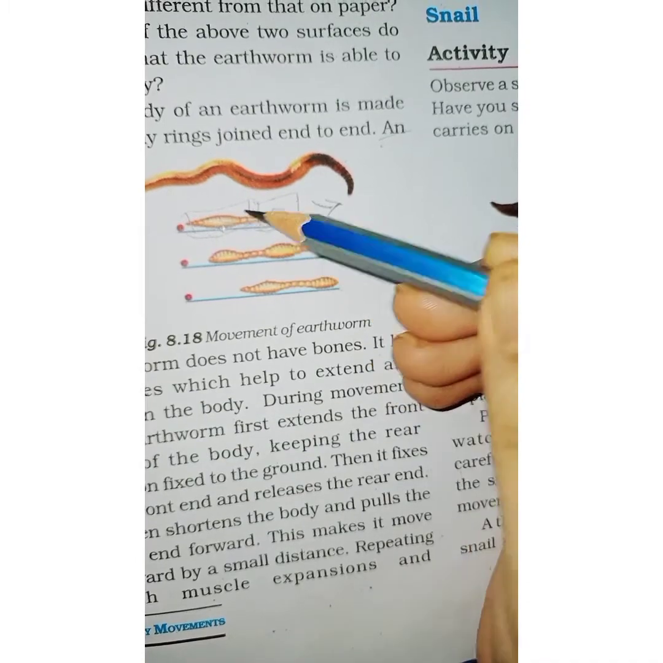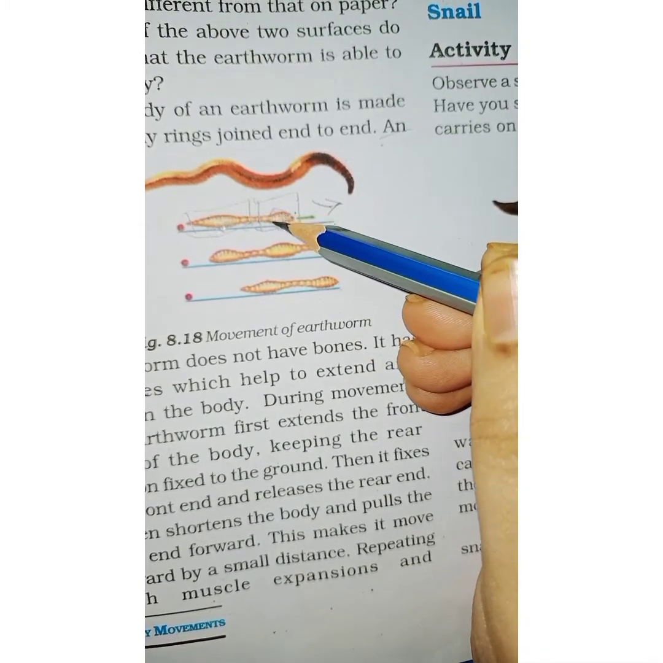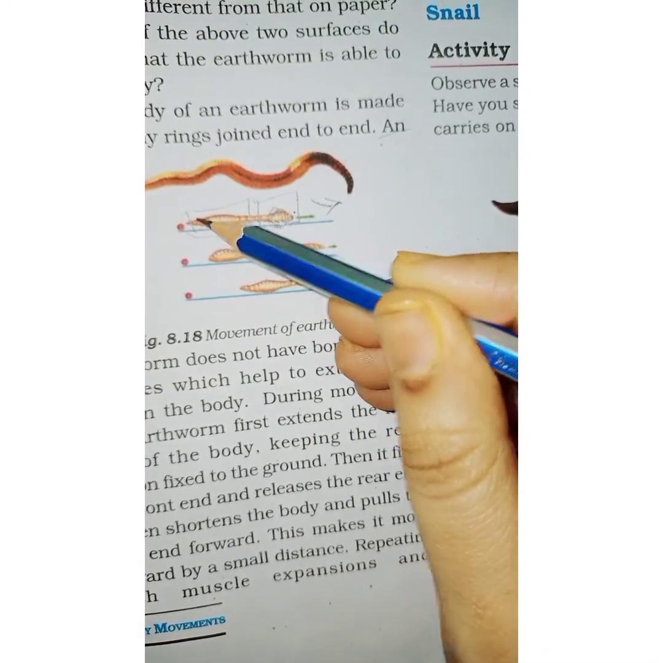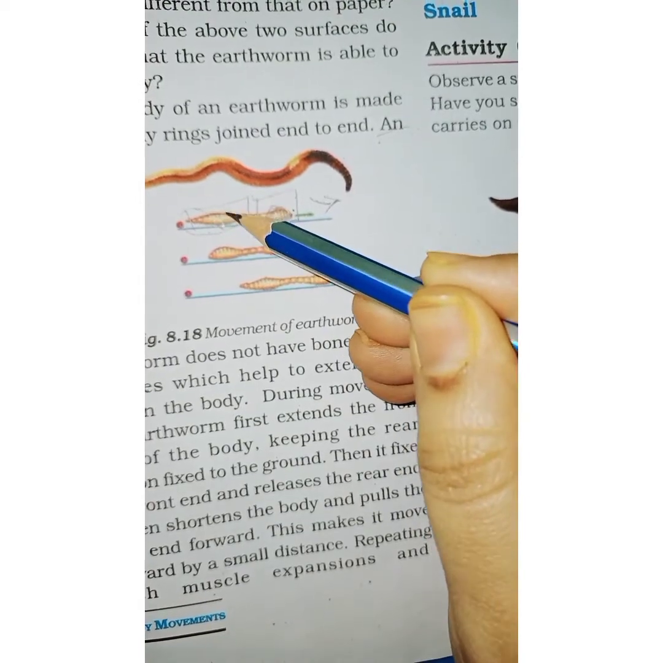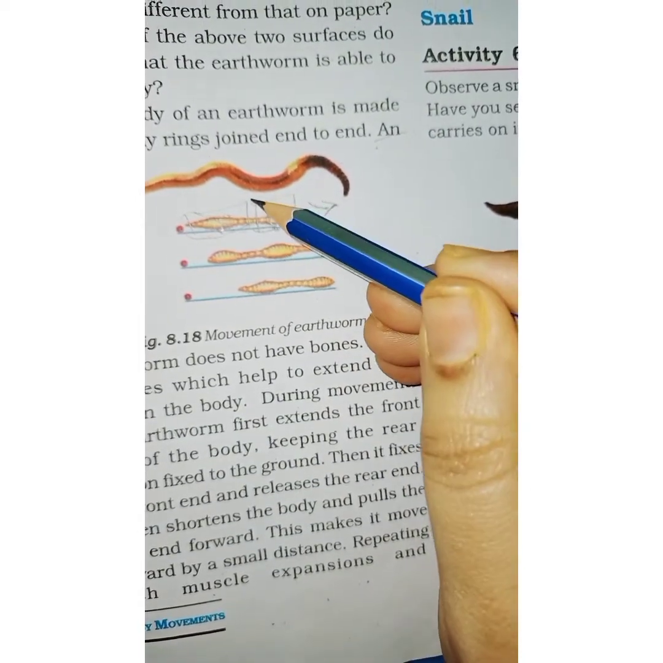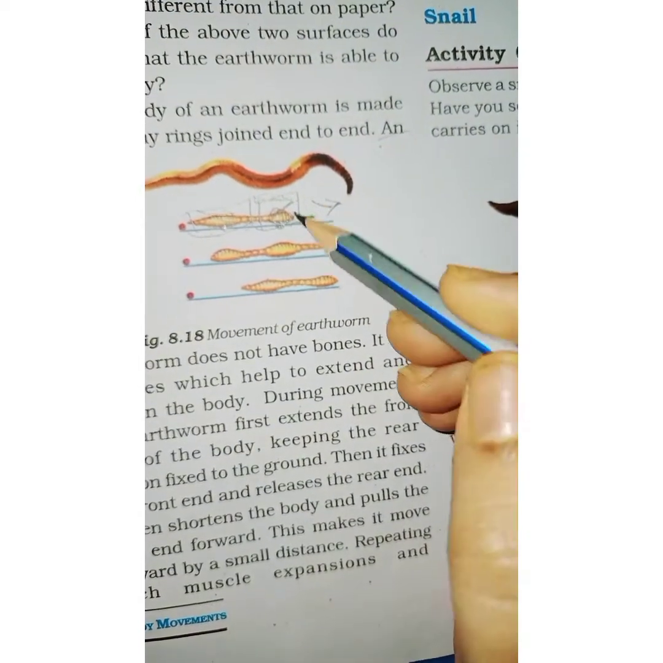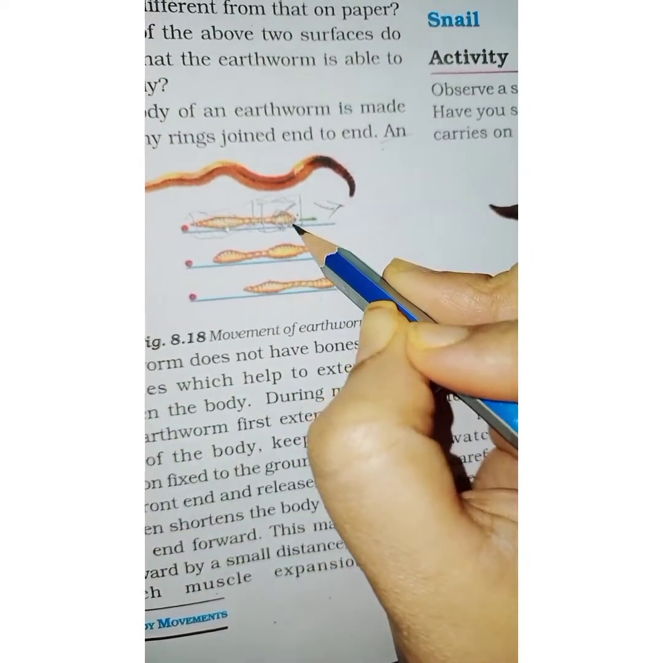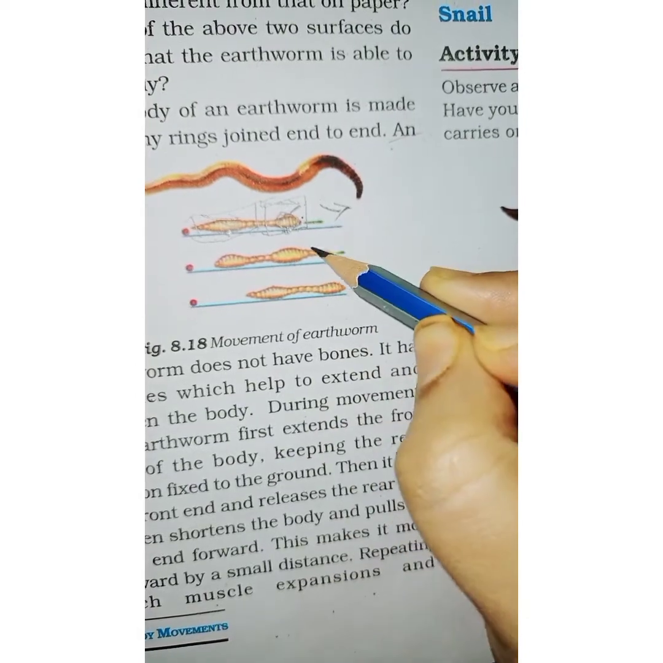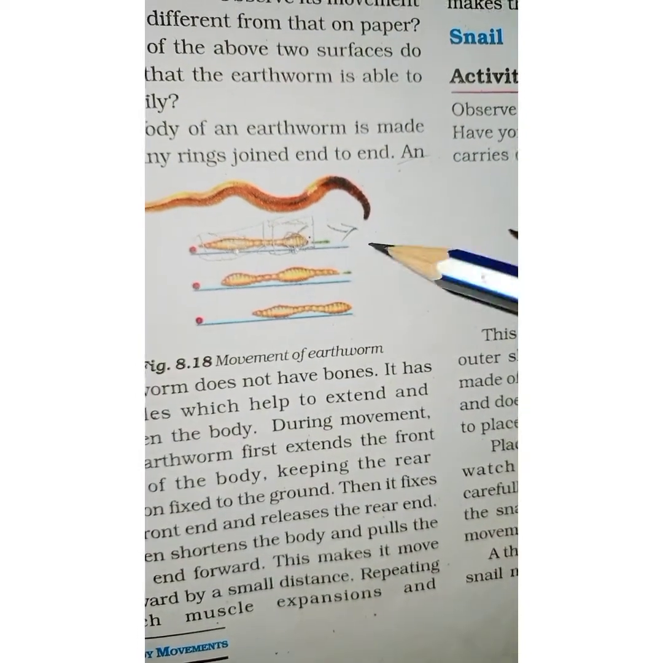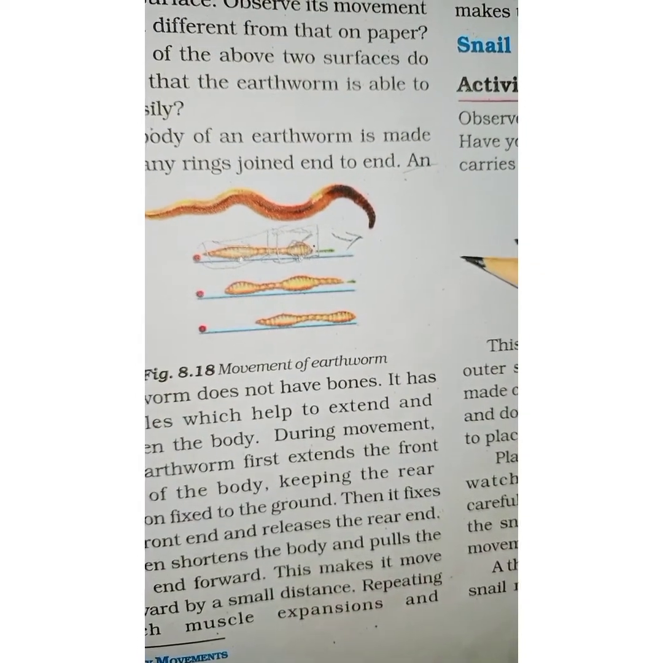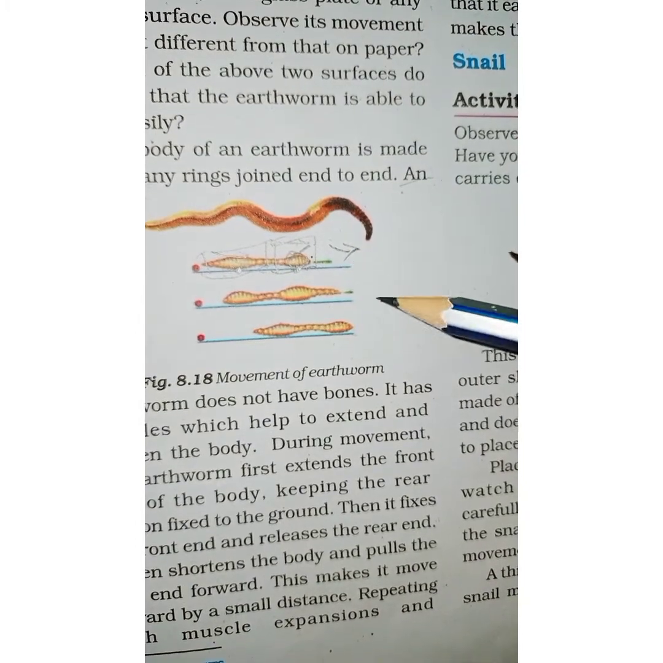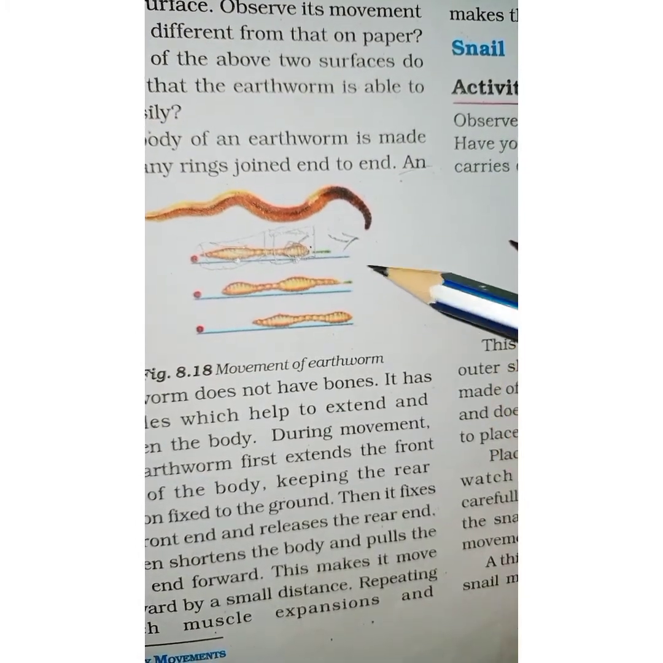So what it will do, it will pull itself. Now here it will shorten its body and try to pull this rear end towards itself, so that it can move in the front direction. This keeps on repeating, and this will cover only a small distance. This kind of motion covers only a small distance, and this keeps on repeating, so that the motion will be frontwards.